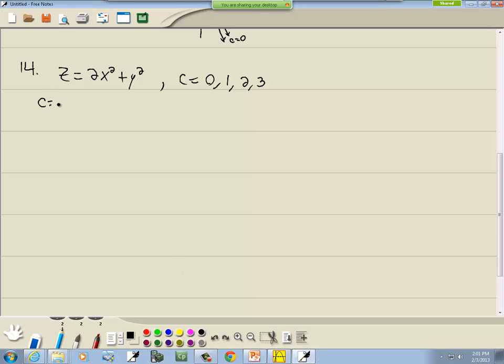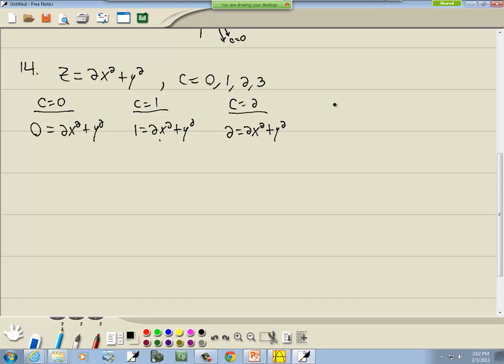So C is equal to 0. I plug 0 in for the Z, so I got 0 is equal to 2x squared plus y squared. And then I also got C is equal to 1, so I got 1 is equal to 2x squared plus y squared, and C is equal to 2. And I got 2 is equal to 2x squared plus y squared, and C is equal to 3. And I got 3 is equal to 2x squared plus y squared.